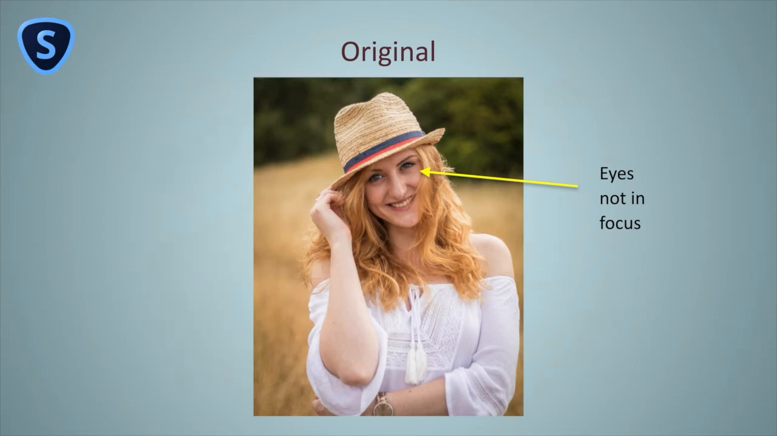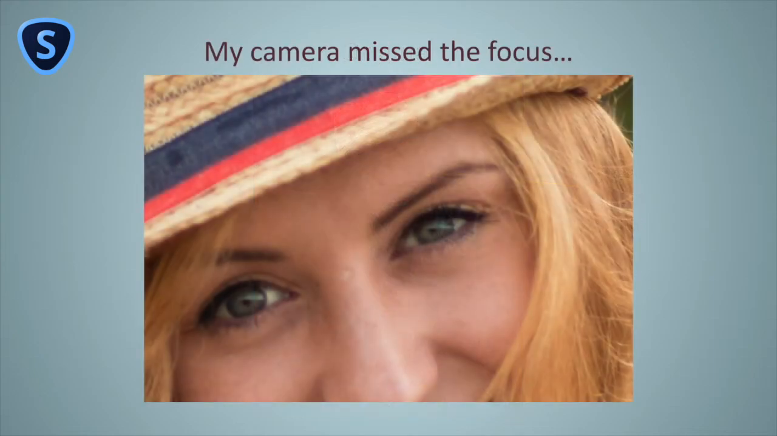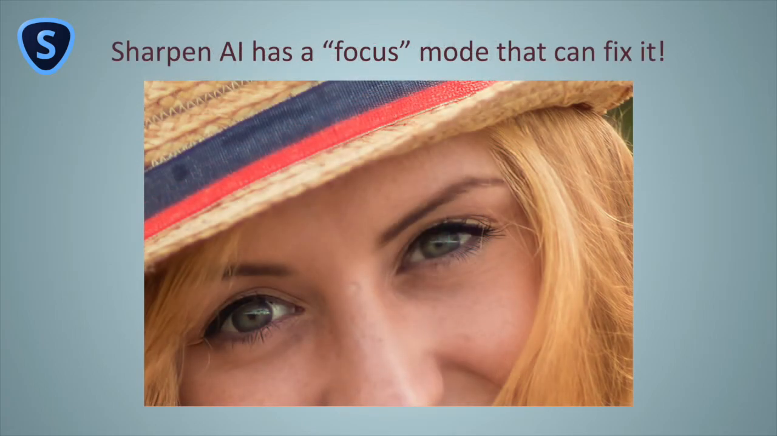And if we zoom in again on the image, you can see here how the focus has been missed on the eyes. However, putting it through Sharpen AI and using the focus functionality, this is the result that you get from it. And I can't achieve this sort of difference using the sharpening tools in Lightroom or Photoshop. So this is significantly improved. So Sharpen AI's focus mode is stunning. It works really, really well.